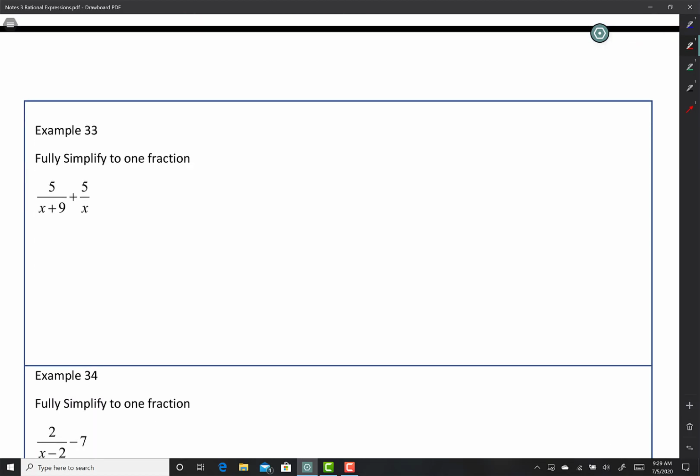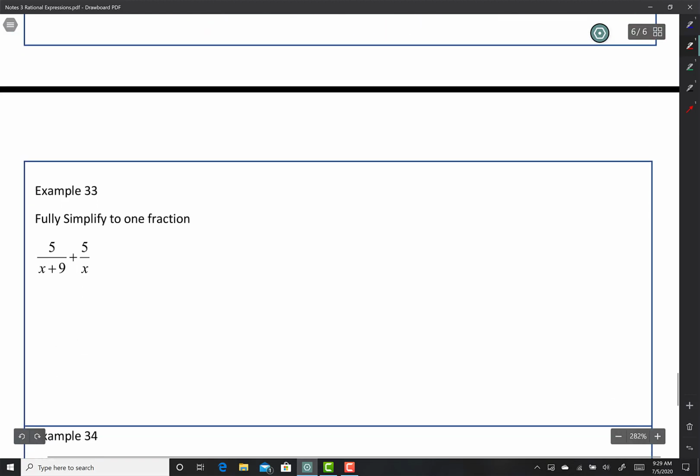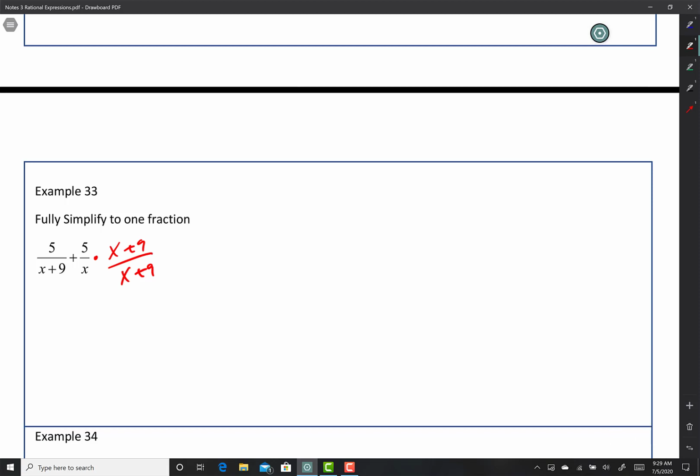Again, on this one, common denominator. Maybe it's not as simple as that one there, but this one, go ahead and multiply by x plus 9 over x plus 9. Remember, x plus 9 over x plus 9, that's just 1. So you're not changing anything. And then the left term, multiply by x over x. When you do that, you're going to get 5x over x squared plus 9x plus, and let's see, distribute.